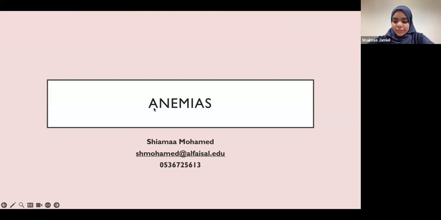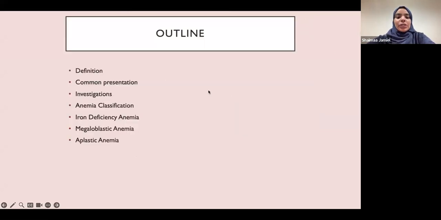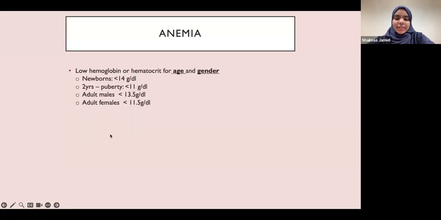So for today's session, the outline is that we're going to go over the definition of anemias and then some common presentations, the investigations, and then the classifications of anemia, and then these three diseases, specifically these three anemias. So starting with the definition.